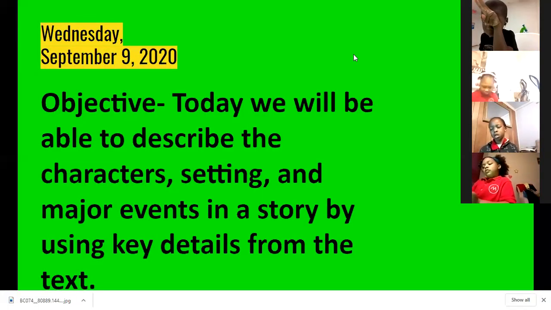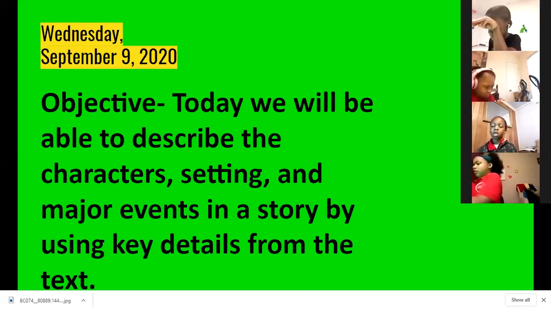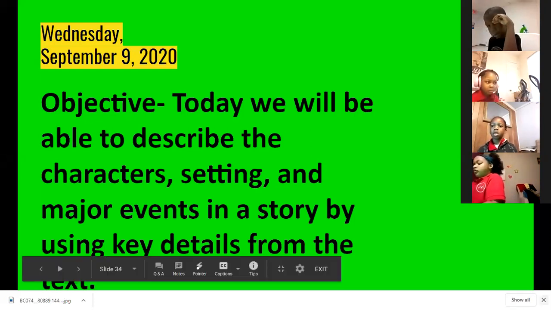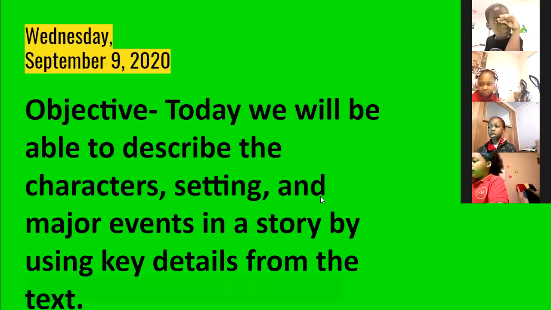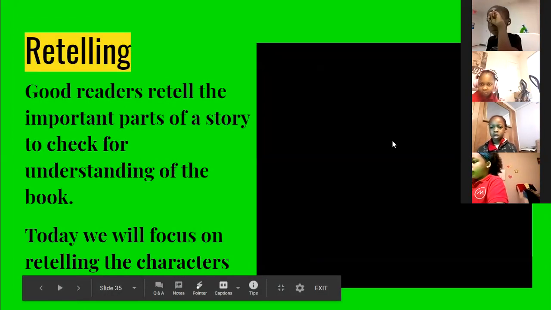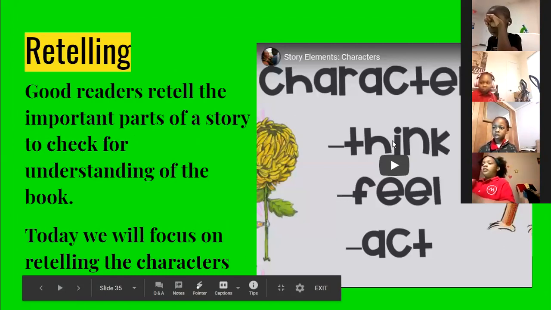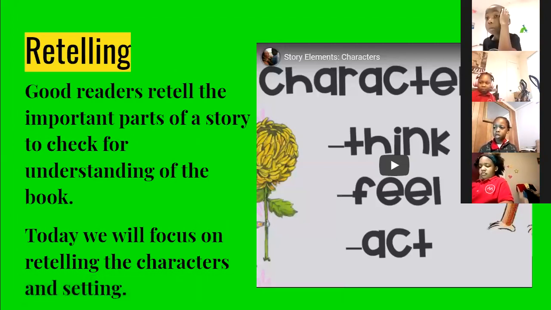So today for match, our objective will be, today we will be able to describe the characters, setting, and major events in the story by using key details from the text. So retelling, good readers retell the important parts of a story to check for understanding of the book. Today we will focus on retelling the characters and the setting.